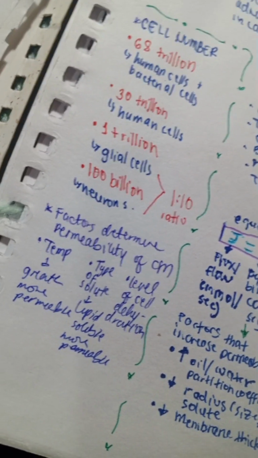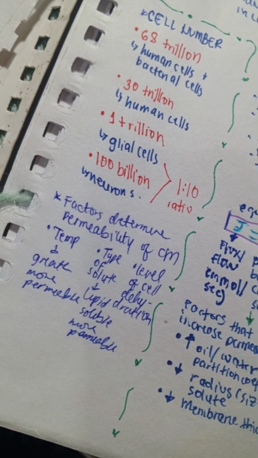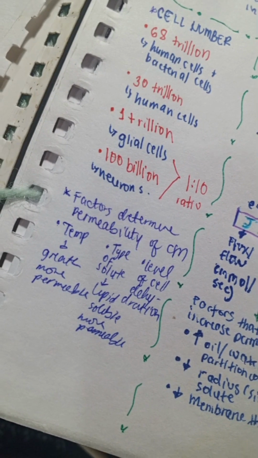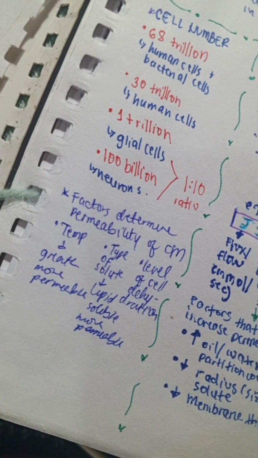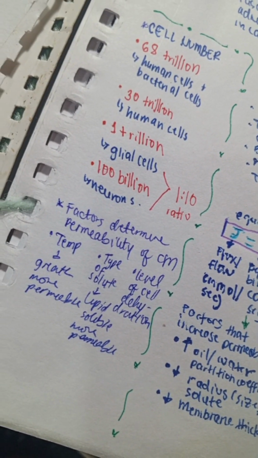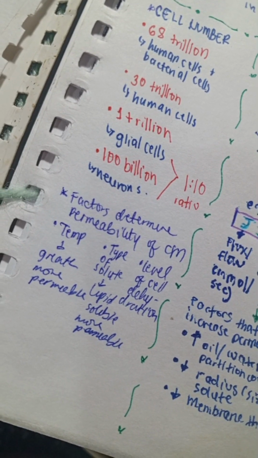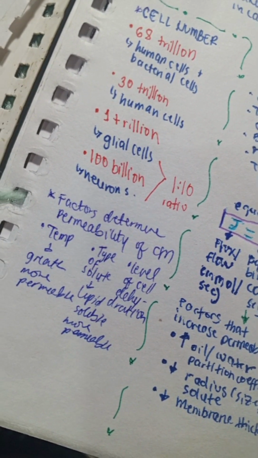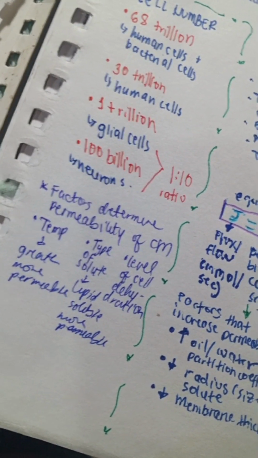So what are the factors that determine permeability of the cell membrane? It includes the temperature, the type of solute, and the level of cell dehydration. If the temperature is high, it is more permeable. If the solute is lipid, it is more permeable.